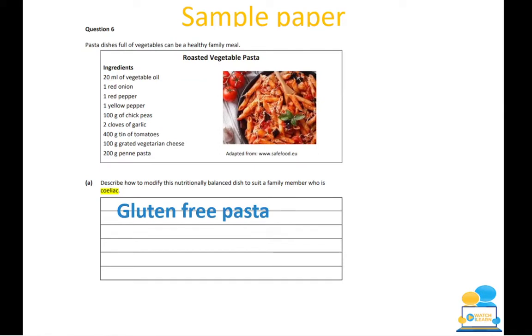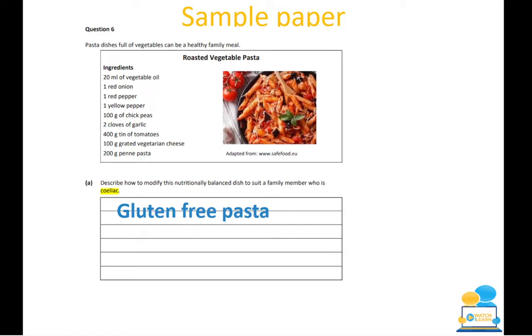Okay, so here is from the sample paper. Again, this would be question 6, part of a short question. Pasta dishes full of vegetables can be a healthy family meal. We have here roast vegetable pasta, from the Safe Food website. Ingredients: 20 mils of vegetable oil, a red onion, a red pepper, a yellow pepper, 100 grams of chickpeas, 2 cloves of garlic, a 400 gram tin of tomatoes, 400 grams of grated vegetarian cheese, and 200 grams of penne pasta.